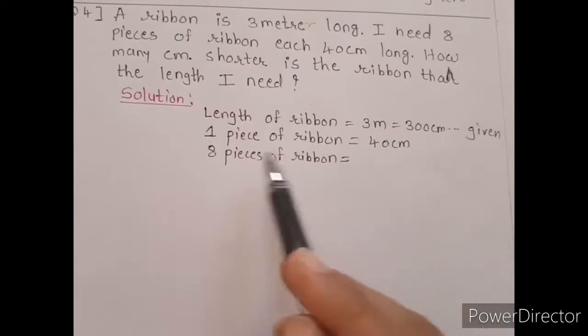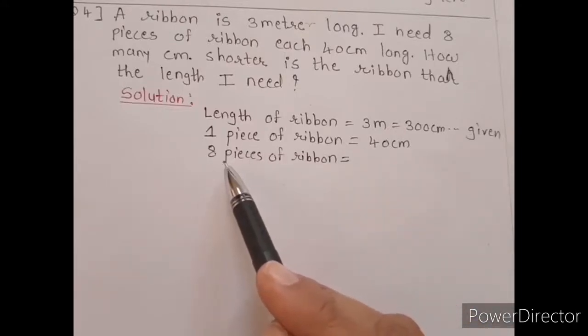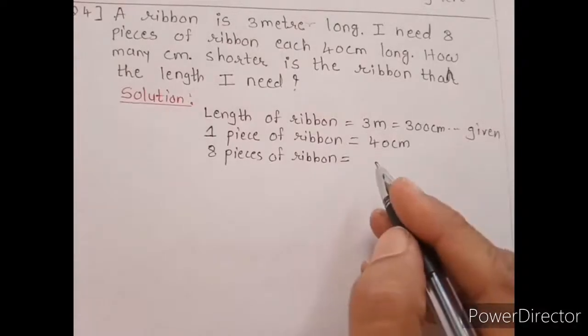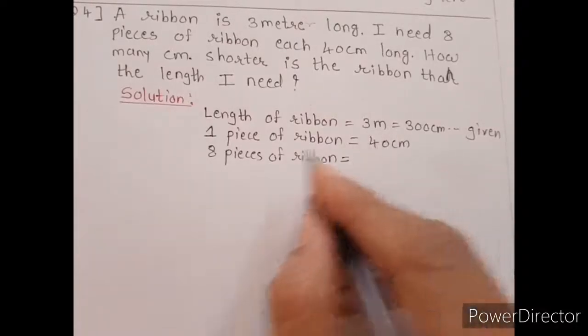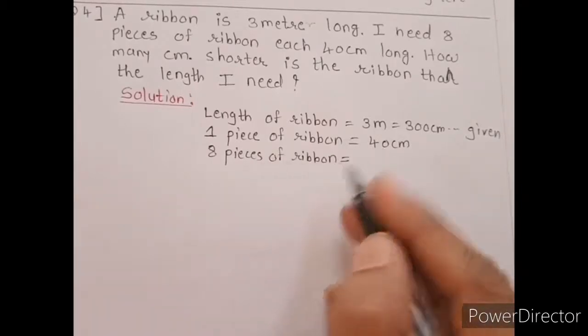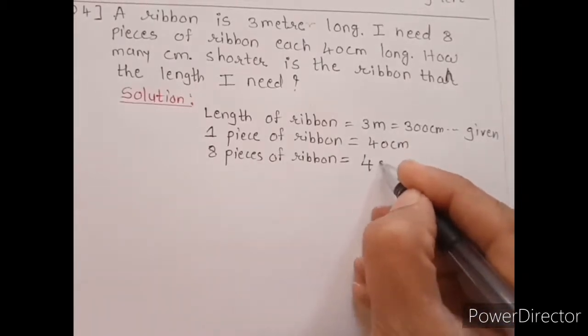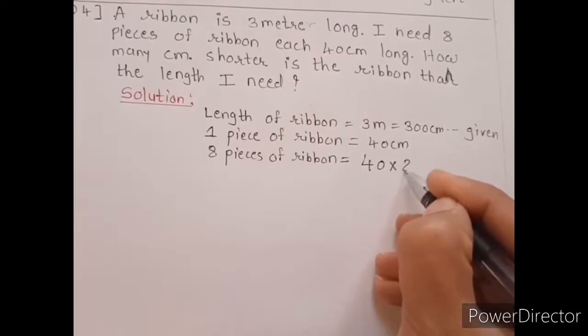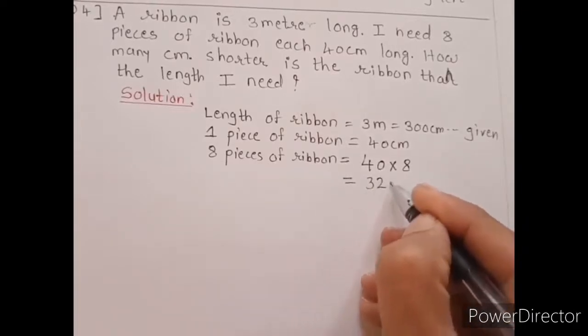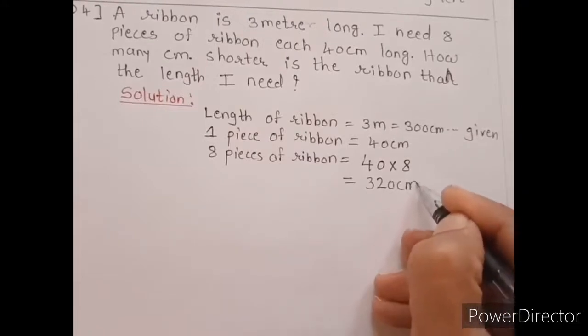Total number of pieces we want is 8. So 8 pieces of ribbon, how will we find? One piece of ribbon is given 40 centimeter. So 8 pieces of ribbon is equal to 40 multiplied by 8 is equal to 320 centimeter.